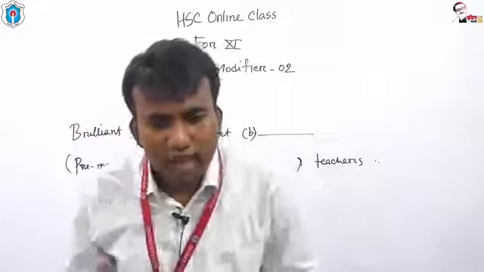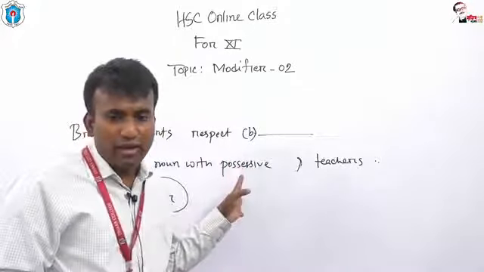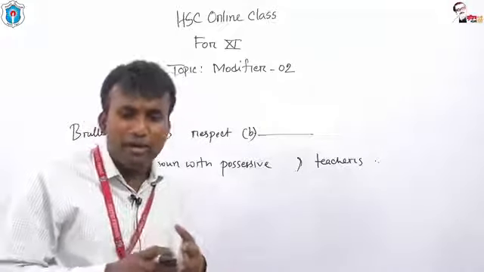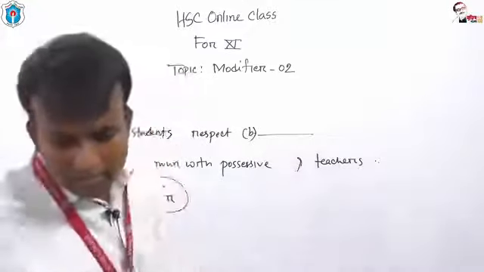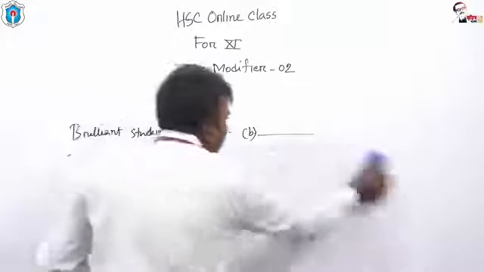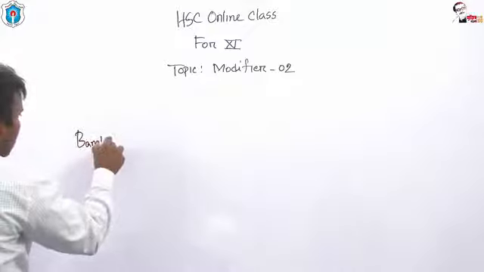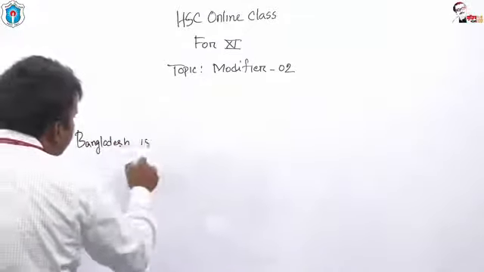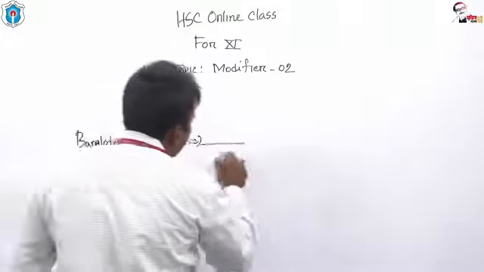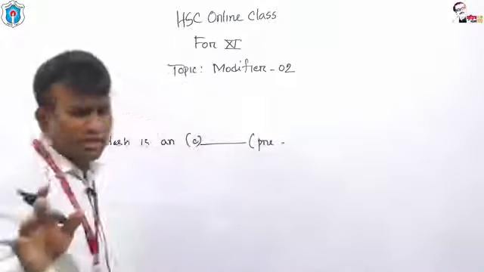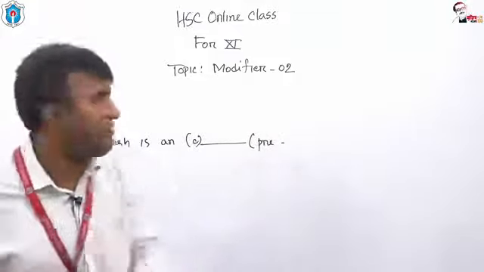Okay, my dear students. Now I'd like to give you another. This is another question pattern of pre-modifier. We get a pre-modifier when the modifier takes its position before the modified word or phrase. Okay. Next one. Bangladesh is an dash, this is question number C. Have you got the question pattern? At first the question number will be given, then a dash, then the direction. This is the pattern of question of modifier.